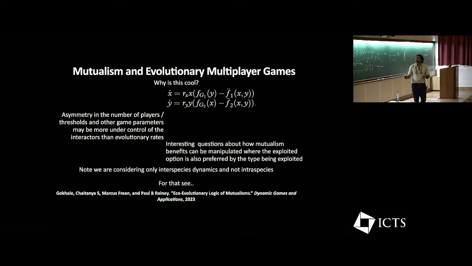So the idea behind this was, okay, the asymmetry in the number of players, thresholds, and other game parameters may be more under control, right, of that species. I mean, they can't just willy-nilly change the evolutionary rate, which was causing a cost. So maybe to offset the costs that you have because you are evolving faster, you might just invest with more or less number of players in that interaction. And there are interesting questions about how mutualism benefits can be maintained where the exploited option is also preferred by the type that is being exploited, right? So this is very close to if you are thinking of these extortion strategies, right? It's very close to that idea.